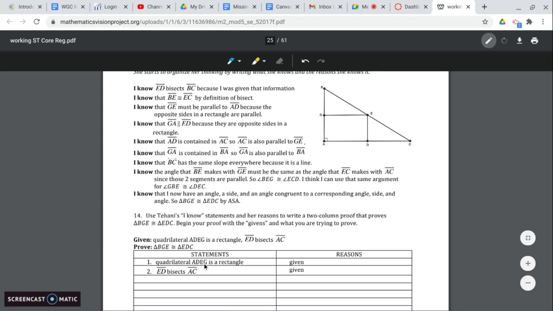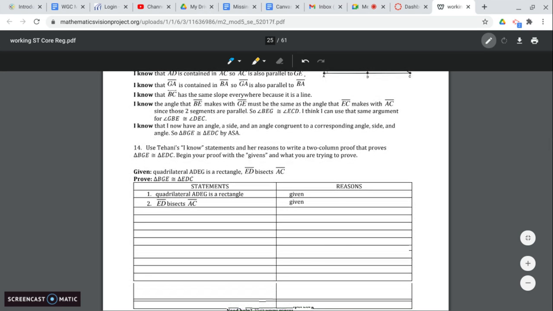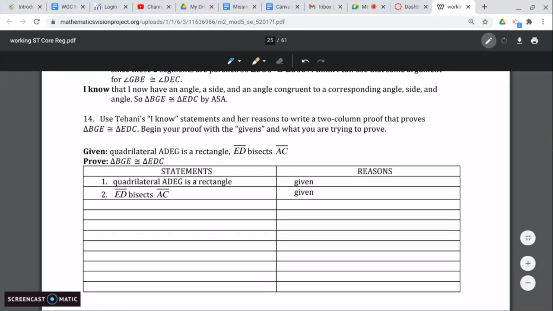Quadrilateral ADEG is a rectangle and ED bisects BC. So this is what a 2-column proof looks like. You write your given statements, you write proof, then you have your 2 columns, statements and reasons. You list out your givens, reason, given. Now, this is a 7-part proof. So we're going to have 7 statements on this. I'm going to zoom this in a bit.